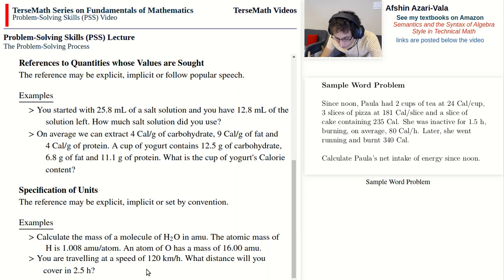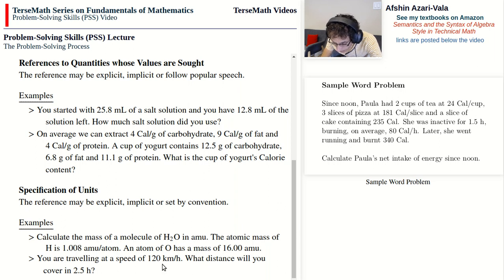Here's another word problem. You are traveling at a speed of 120 kilometers per hour. What distance will you cover in 2.5 hours? Now in this problem, there is no indication as to what unit should be used in the calculation of distance. It just says what distance will you cover in 2.5 hours. So it leaves the impression that I can use whatever unit of distance that I wanted, such as meter, kilometer, feet, inches. However, that's not really the case.